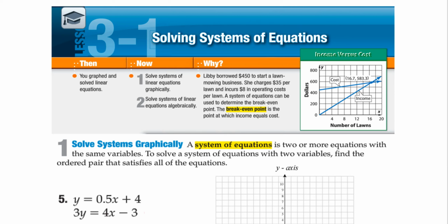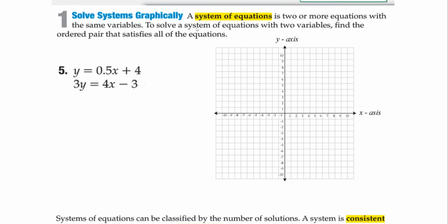3-1, solving systems of equations. This lesson's all about all the different ways to solve a system of equations. So let's go. The first way is to solve a system by graphing.